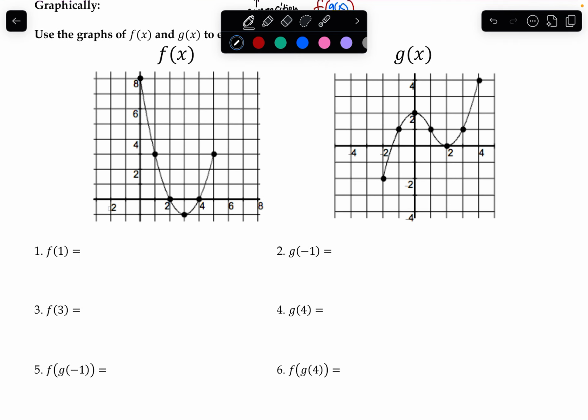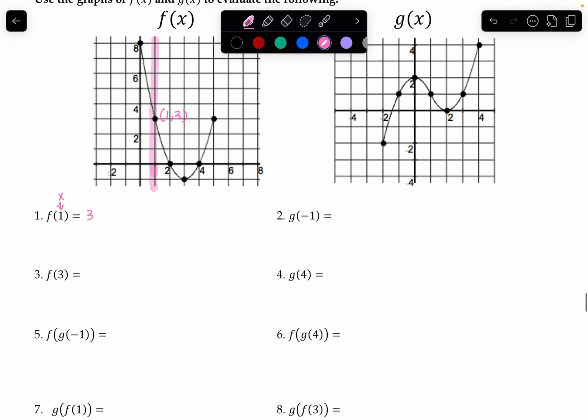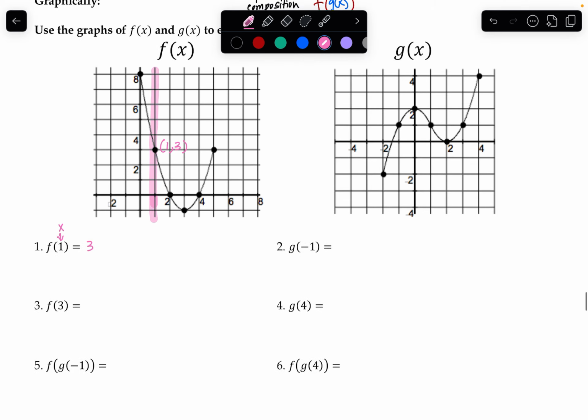And so a quick review of function notation from graphs. Whenever you have something inside the parentheses, that's your x. And so number one says f of 1. We're looking for where x is 1. That's this line right here where x is 1. And the function has the point (1, 3). And so the output for number 1 is 3. f of 1 equals 3.